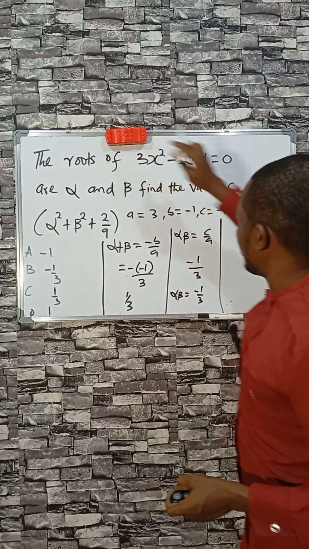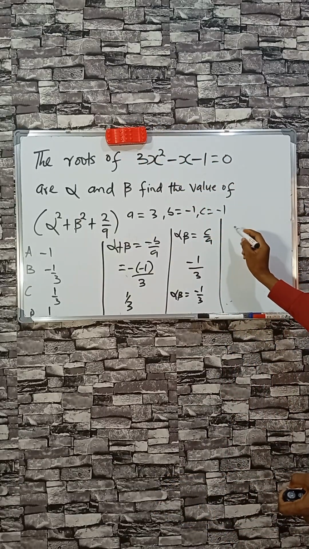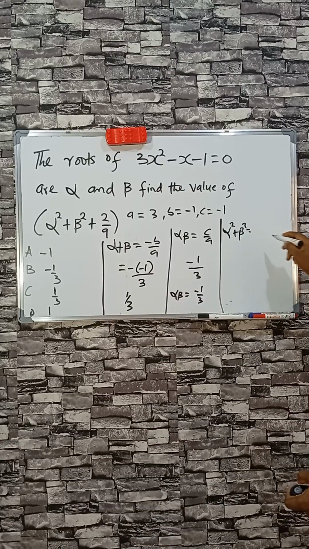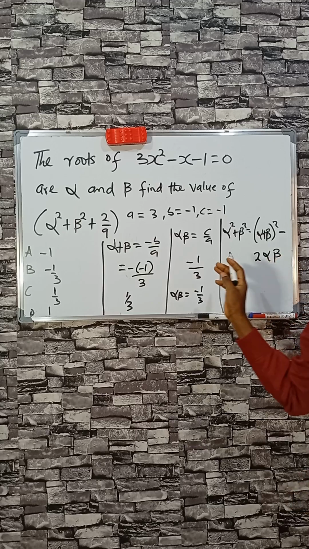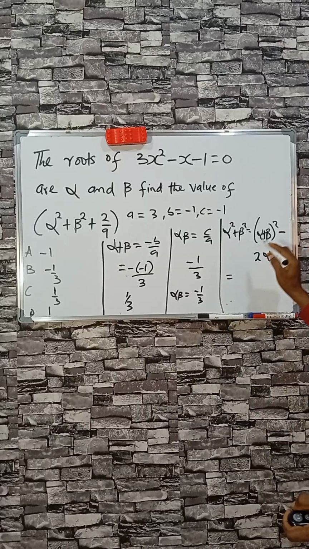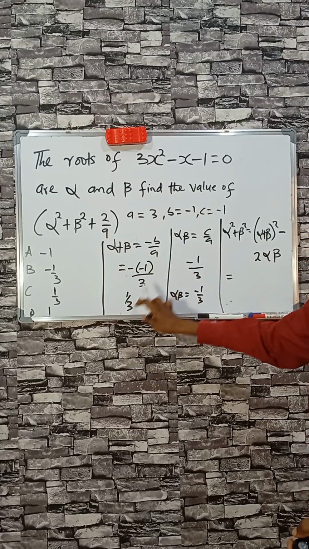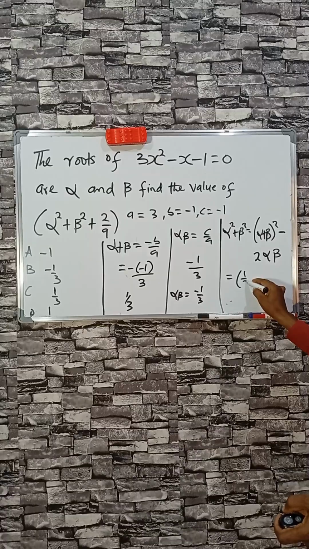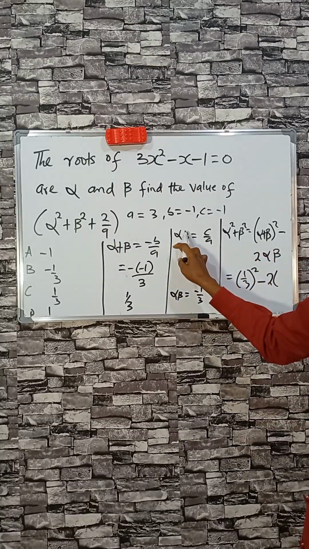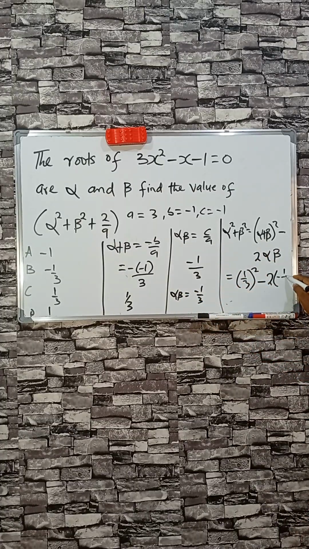Now, alpha squared plus beta squared has an expression and is given to be alpha plus beta squared minus 2 alpha beta. This is a proven expression. We just need to fix things up. Now we are fine. So alpha plus beta, which is 1 over 3, and it's what? Squared, minus 2 alpha beta, which is the product of roots, which is minus 1 over 3.